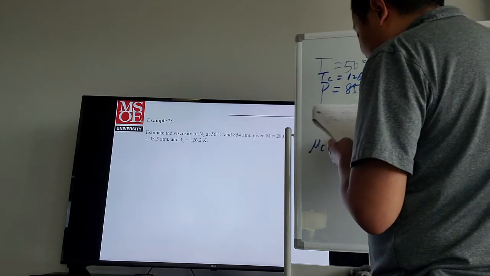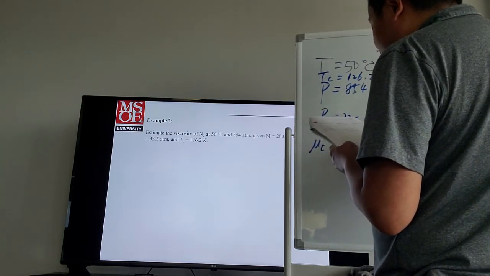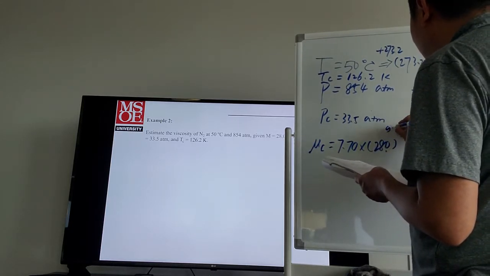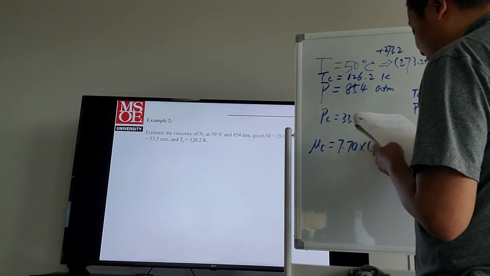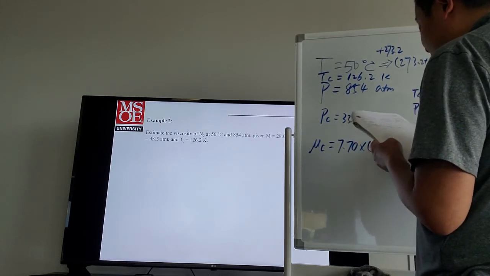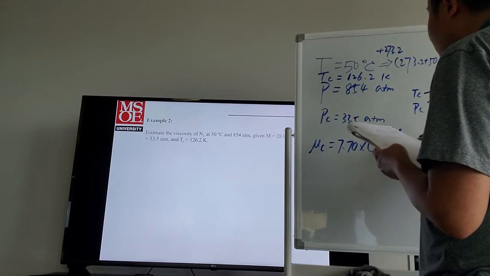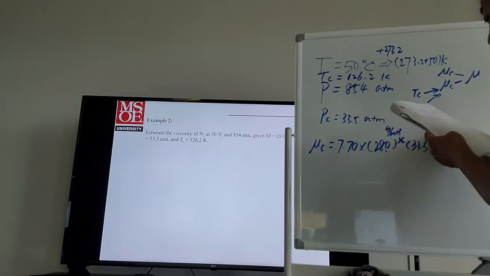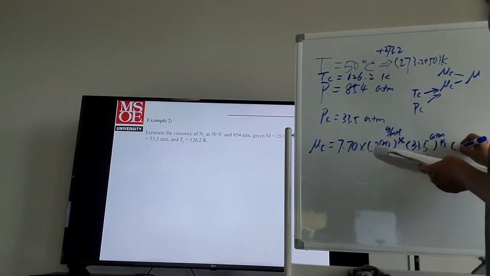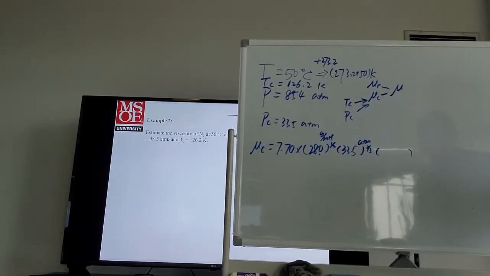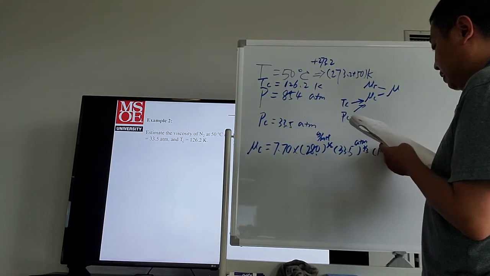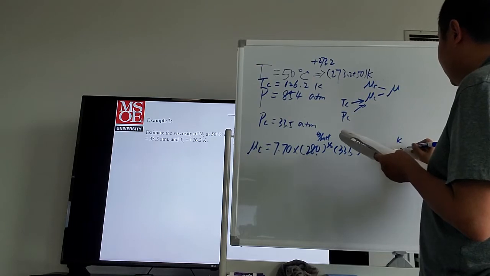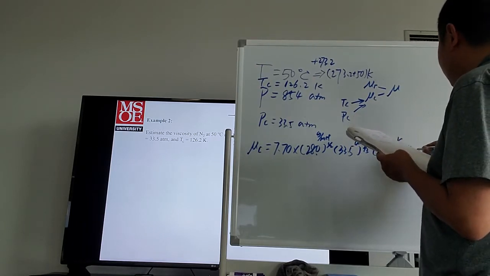So let's calculate. 7.70 multiplied by the molar mass, which is 28.0 grams per mole. The index is half, and then multiplied by PC, which is 33.5, and we know the unit is atm. The index here is 2/3, and then multiply by TC, which is 126.2, and we know the unit is Kelvin. The index here is negative 1.6.